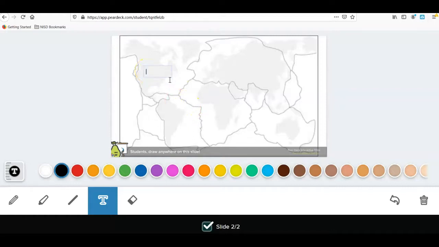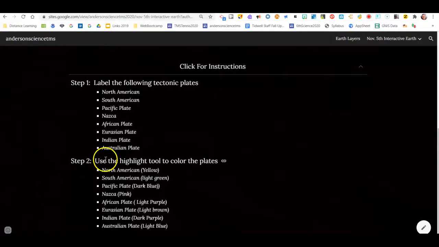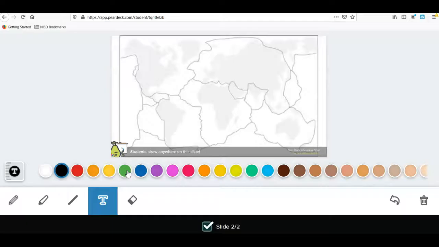Pretty simple. And the next thing you're going to do is color them using the highlight tool right here. And this is really important that we do this correctly. So follow along here and make sure that you understand how to do this right. First thing we want to do, of course, is figure out the color. So North American plate, we're going to make that yellow.